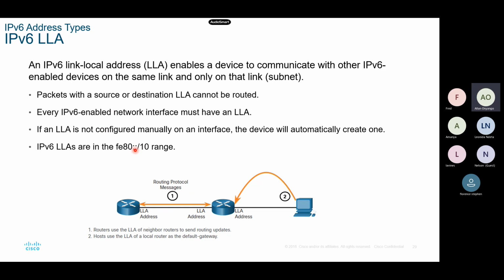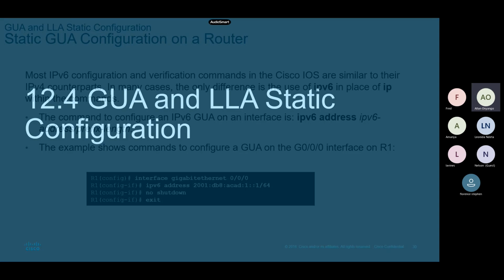Now, how do you represent them? Like we have already seen, unique local starts with FC or FD. Global unicast address starts with 2 or 3. Link local addresses, if you want to identify them, you look at any address that begins with FE80. That's how we identify the link local address. All right. So that's how we do a representation of them.